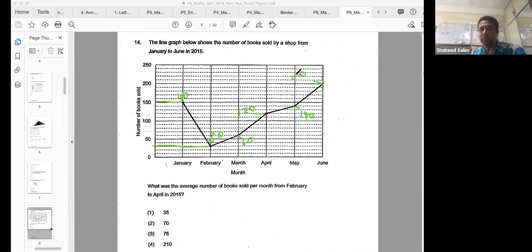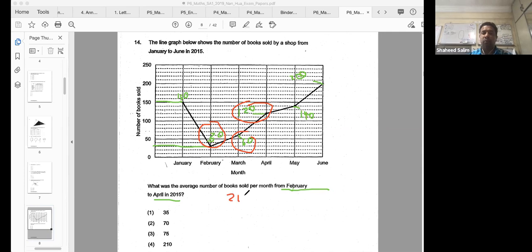So you add all of them together and divide by, but you don't add all of them together because they say only February to April. So which are the numbers you need to add? February is this one, 30. March 60. April 120. These three numbers, 30 plus 60, 90. 90 plus 120, 210. 210 divided by 3 months, 1, 2, 3, is equal to 70.